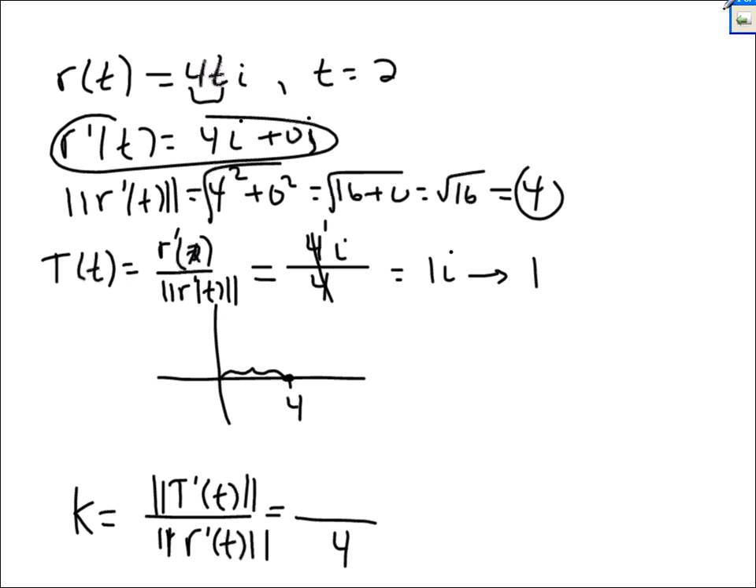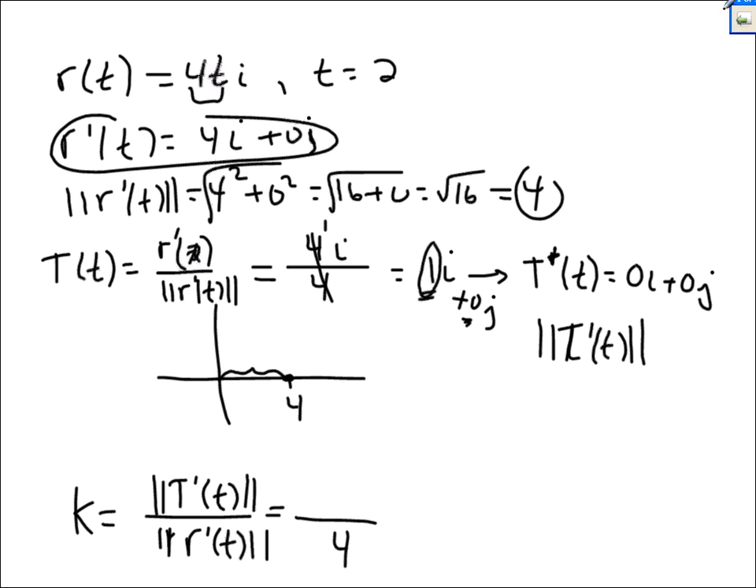Now, T prime of t, well, actually, remember, this is plus 0j. So the derivative of 1 is 0 i, plus the derivative of 0 is 0j. This is a 0 vector. The length of the 0 vector is 0. 0 over 4 is 0. And that's the curvature. The curvature is 0.